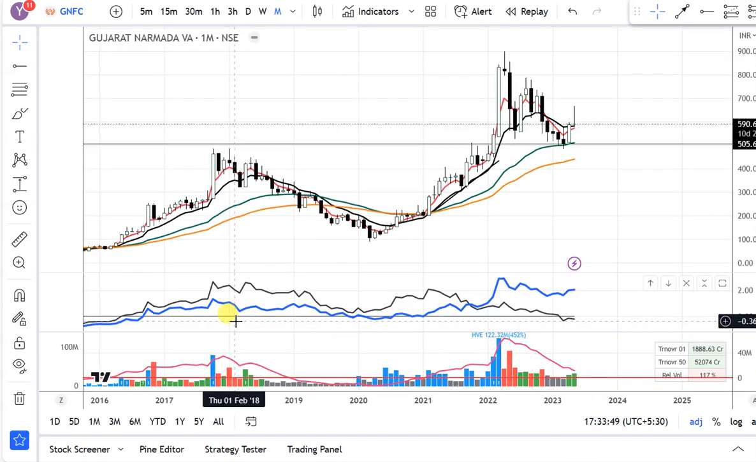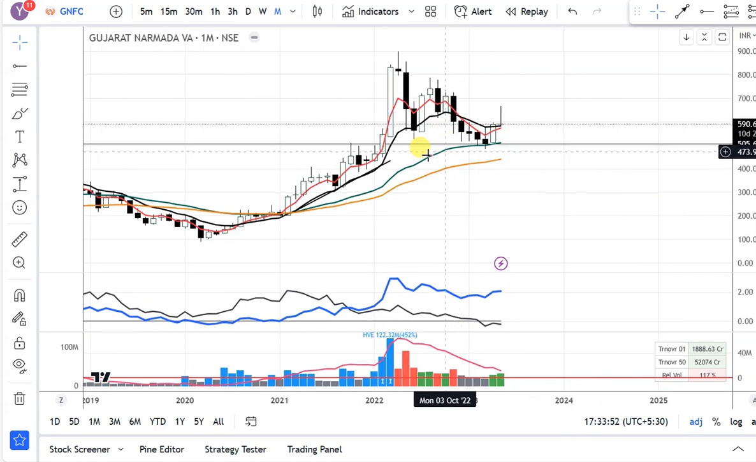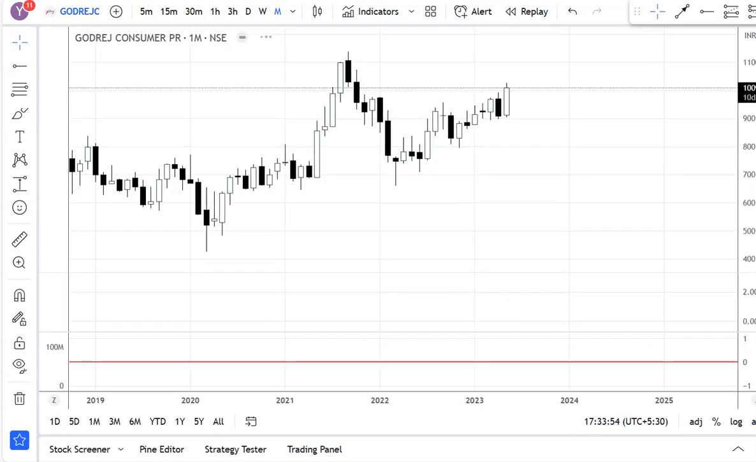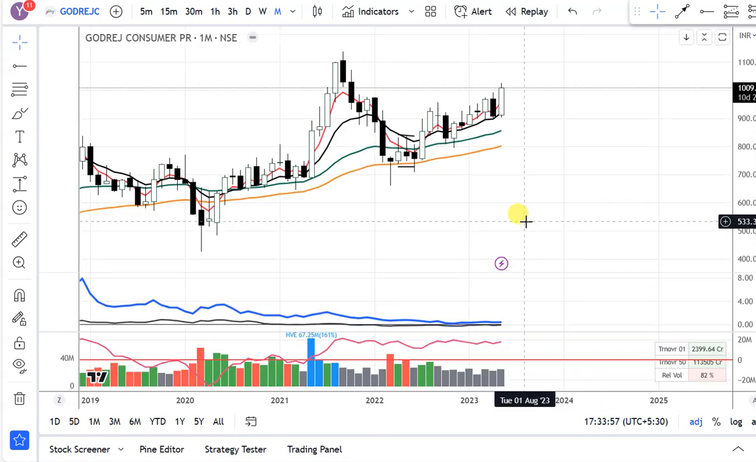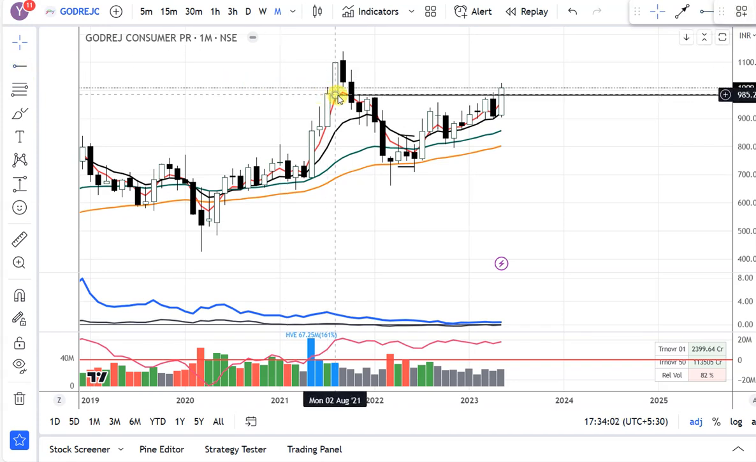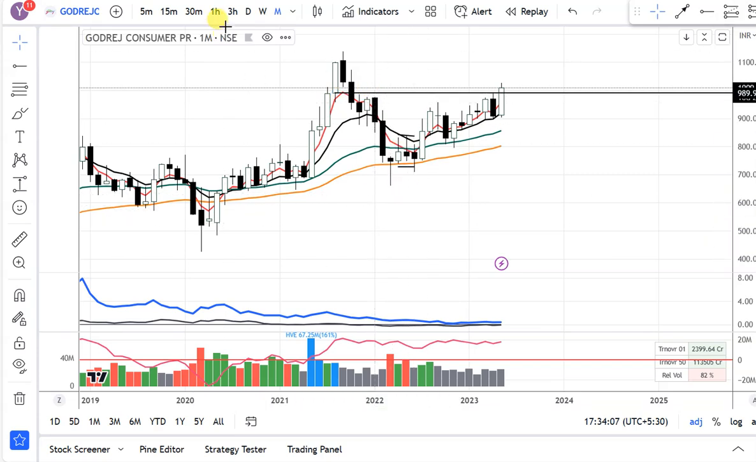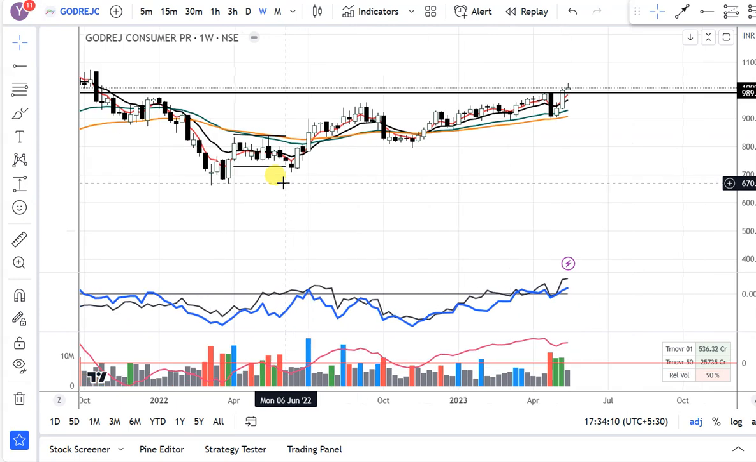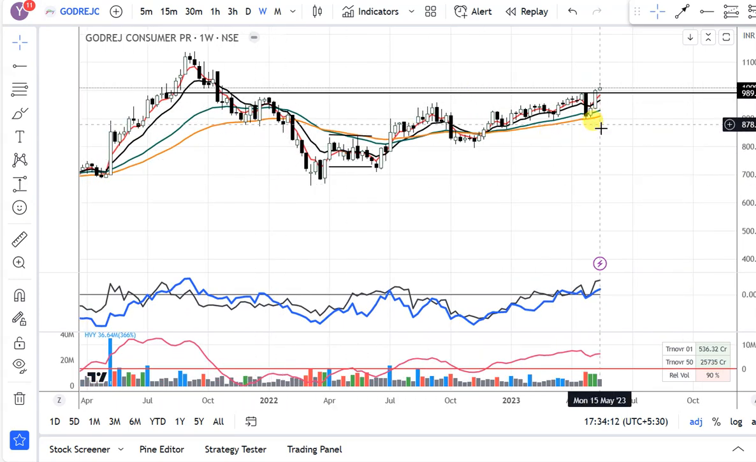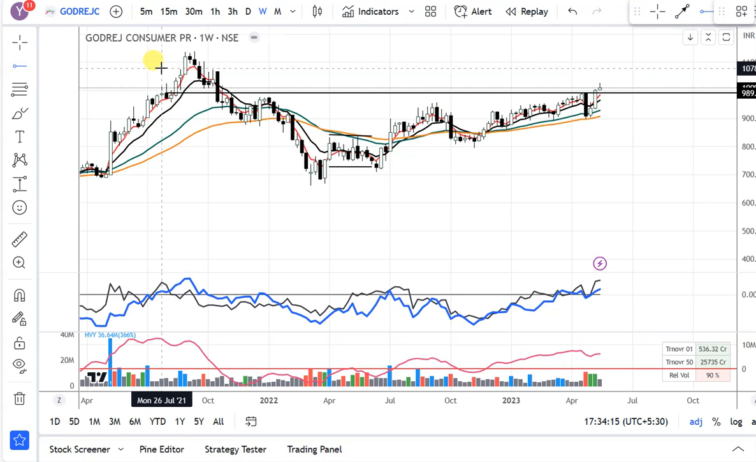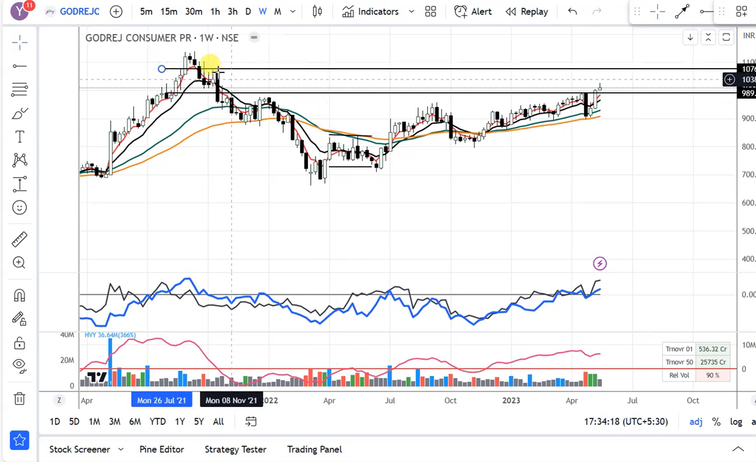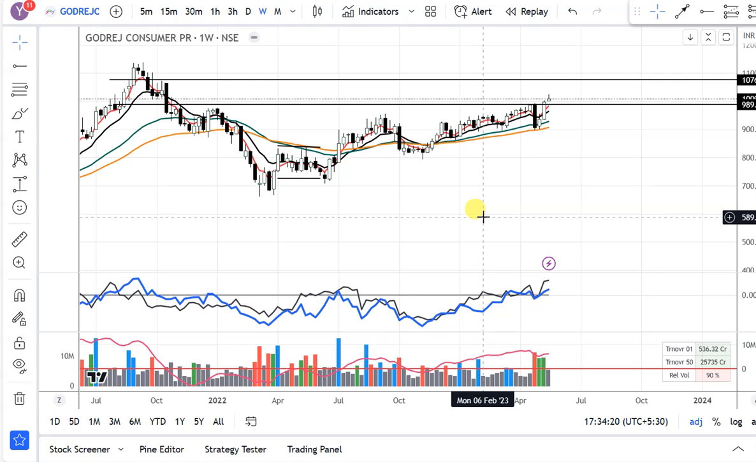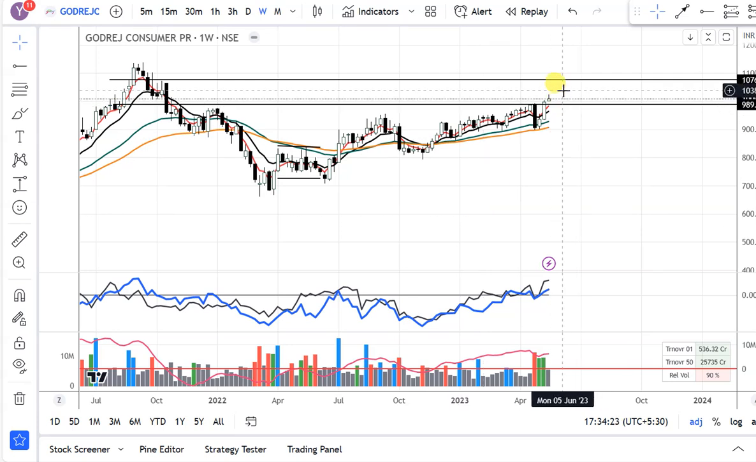Godrej Consumer has just been able to go above the resistance area. It is almost like a rounding recovery. But I'm not very convinced with the setup because the next level to reach is 1076 and the stock is at 1010. It's a very small margin that is possible, which is not worth the risk. Godrej Properties, there is nothing.